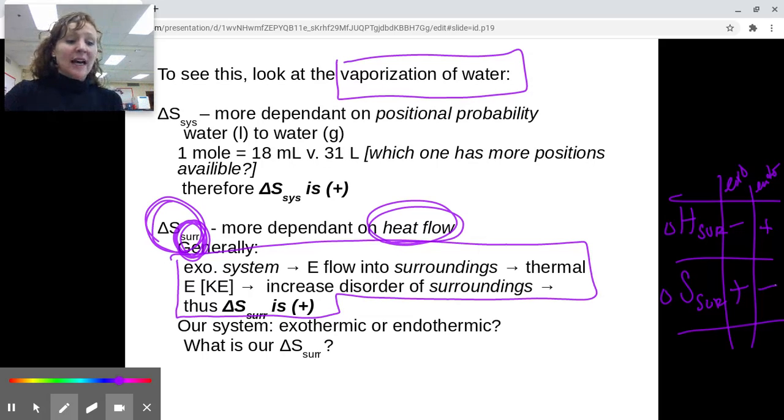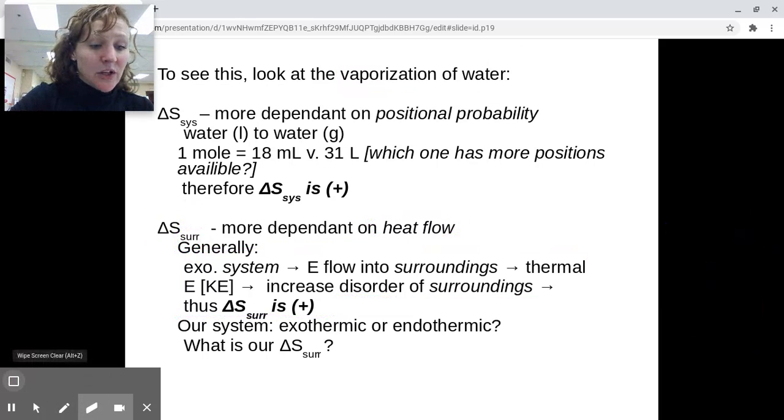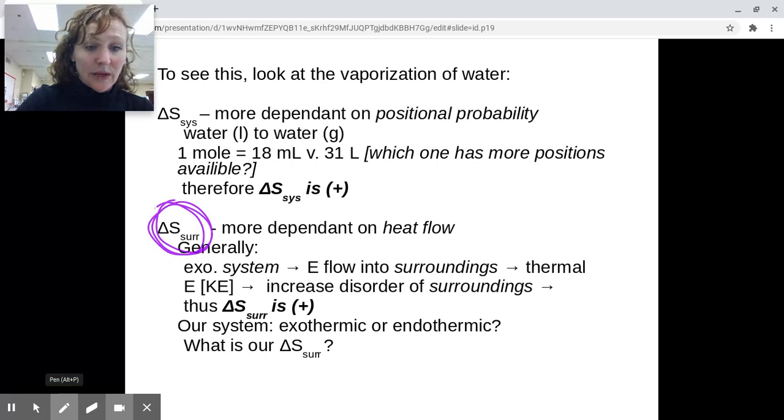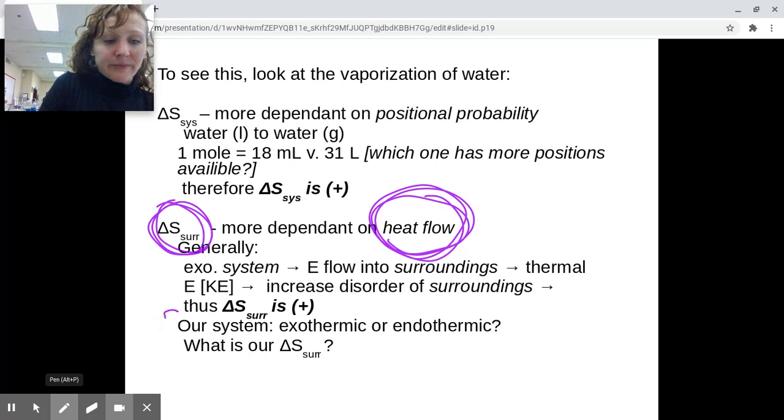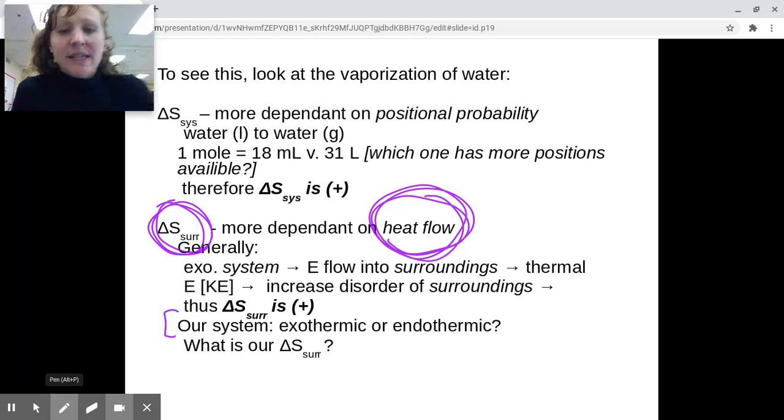Okay, so now that we have established what is positive and what is negative for entropy of the surroundings, and that what we're going to consider for this is the heat flow in and out of the surroundings, think about our system, the vaporization of water. It's probably easiest to think of this with a pot on the stove, but you can imagine either scenario. Either scenario should lead you to the same conclusion.